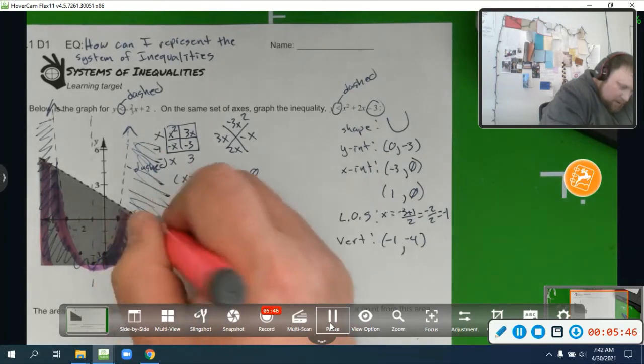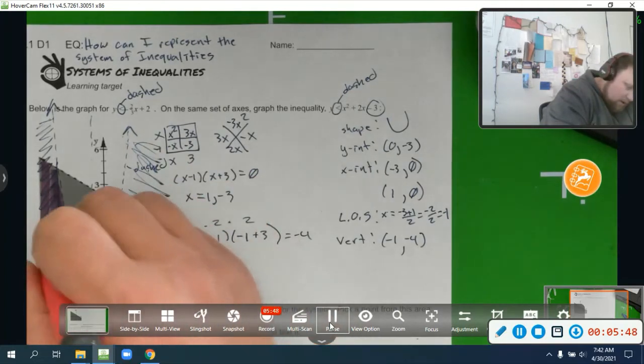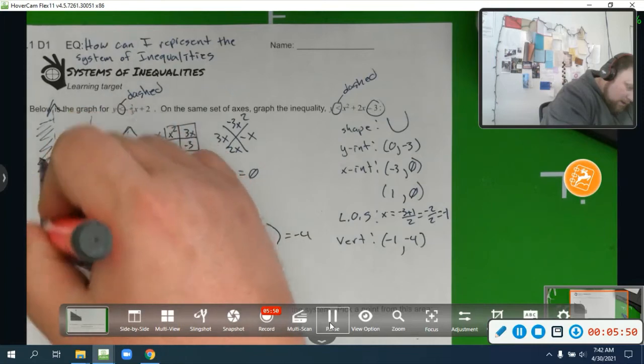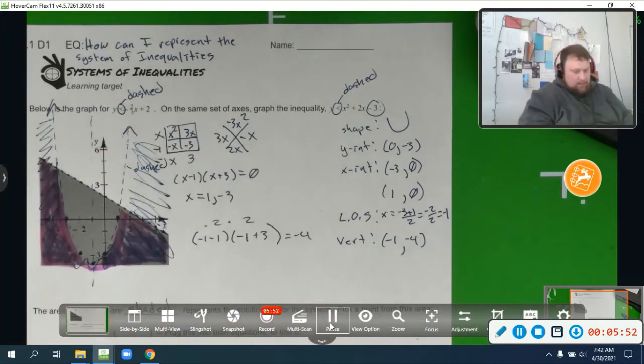Uh-oh, my pink pen's kind of mixing with the blue pen. It's more of a violet now. But there you can clearly see what the solution set is. So now what does it say? It says pick a point from this area.